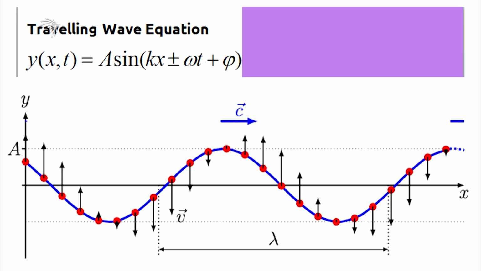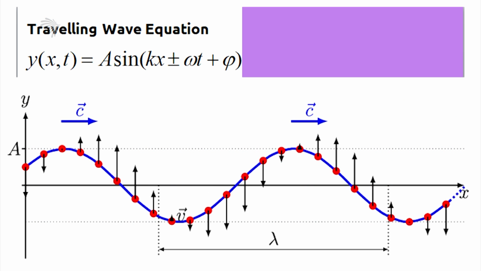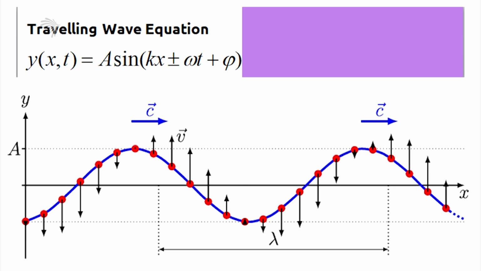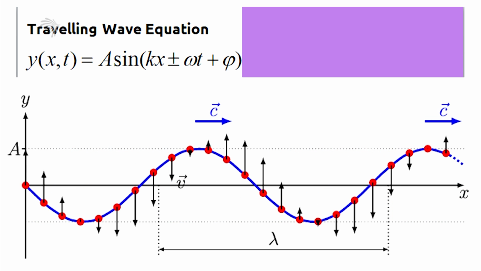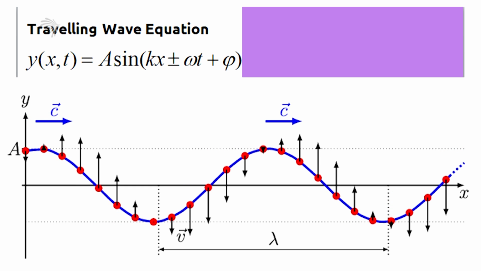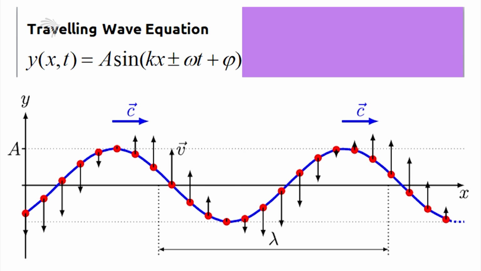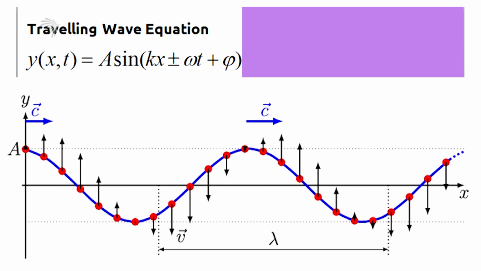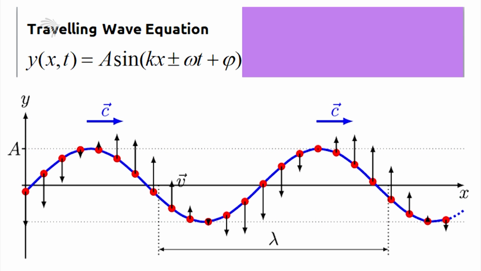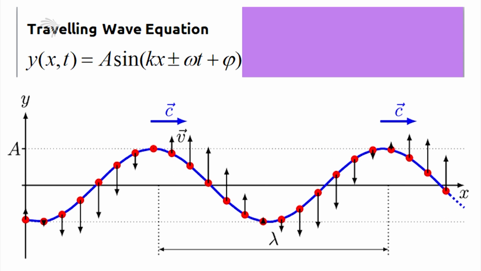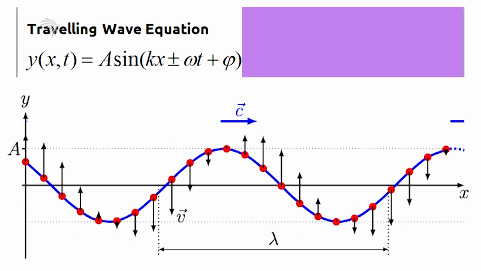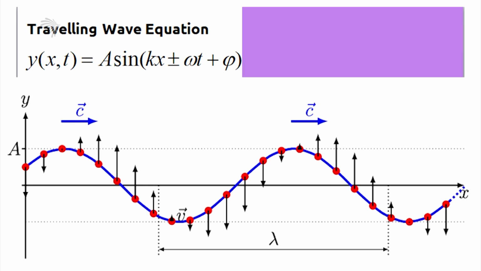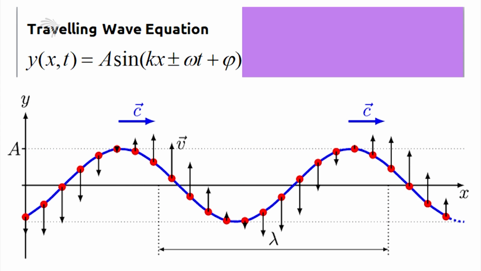Therefore, the mathematical expression for a wave traveling along the x-axis is given by y(x, t) = A sin(kx ± ωt + φ), where A is the amplitude of the wave, k is called the wave number or propagation constant of the wave, ω is the angular frequency, and φ is the phase constant of the wave. It tells us the initial value of y at x = 0 and t = 0.